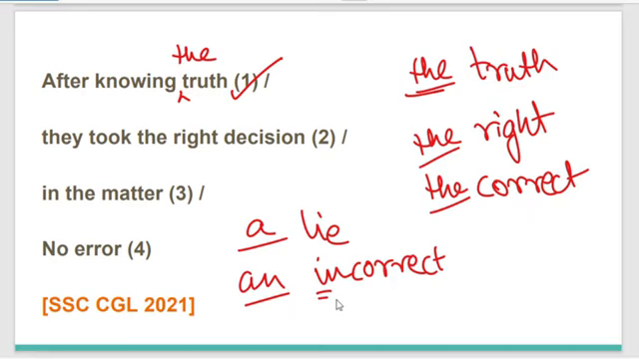So whenever we are specifying it, we are using definite article the, and whenever we are talking about something general, we are using indefinite article a or an. So the correct sentence is, after knowing the truth, they took the right decision. Just like, see, in this part it is written the right. Just like this is the correct decision. And correct decision is always one, always specified. They took the right decision in the matter. I hope this sentence is clear to all of you.